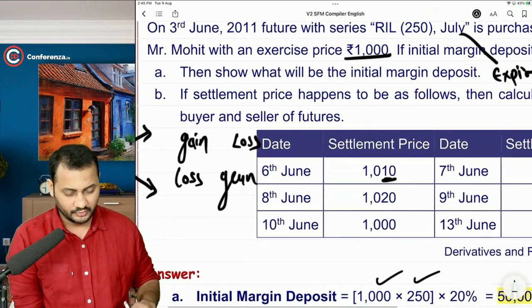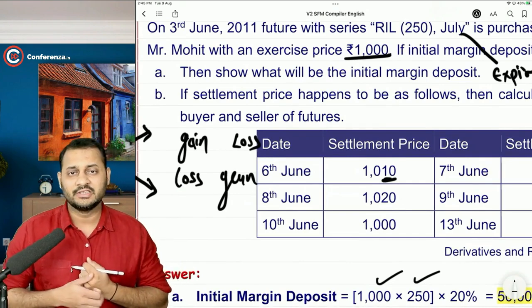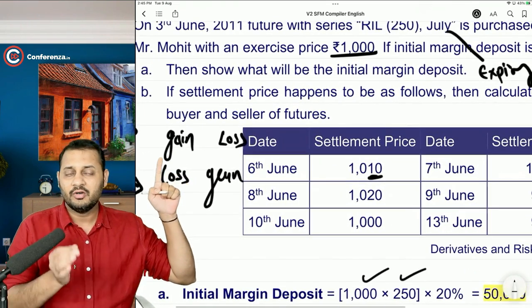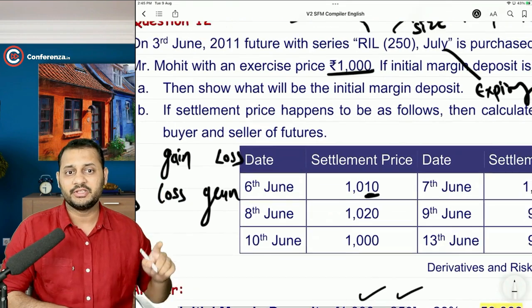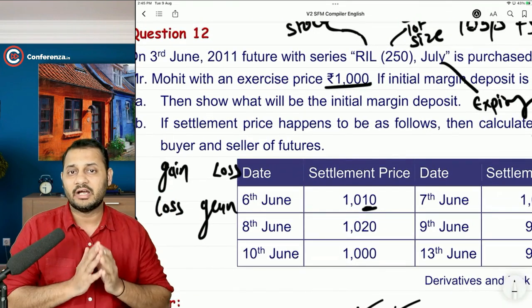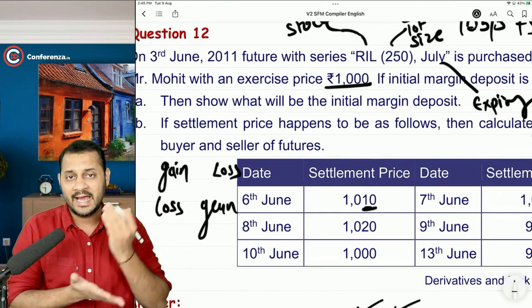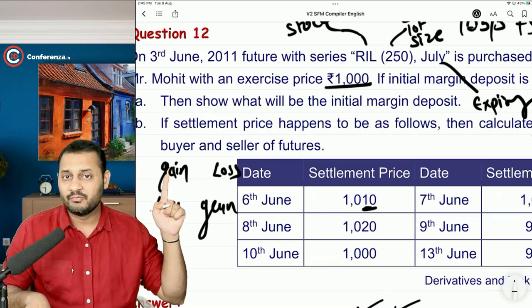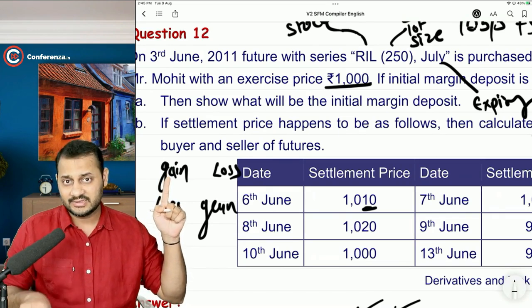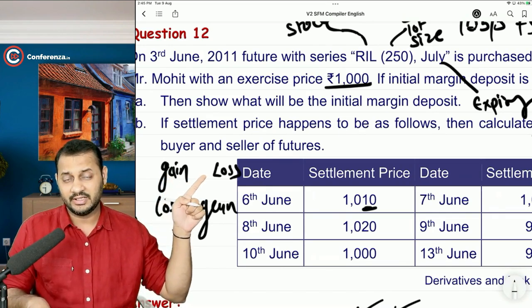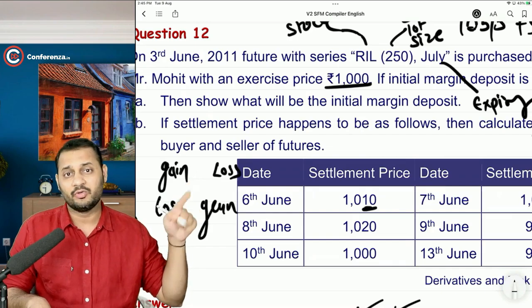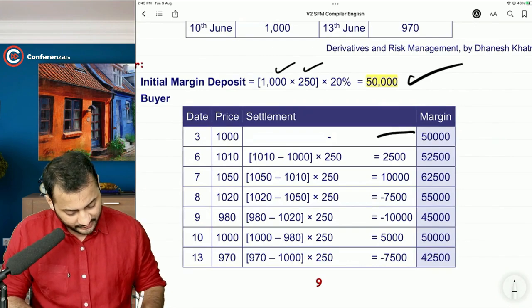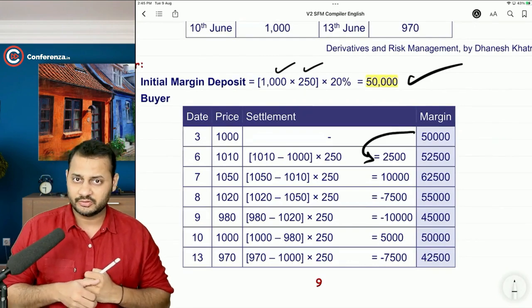Now let's go on for the first transaction. It is 1010. That means the price is going up, there will be a gain to the buyer of 10 rupees. 10 rupees into 250, that is 2500 rupees, will get automatically added to the margin account of the buyer. That means it will become 52500, and the same amount of 2500 will get deducted from the seller's account on the other side. So how is it going to look? See, 50,000 plus 2,500, 52,500.